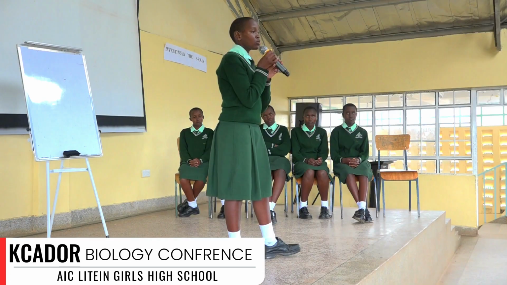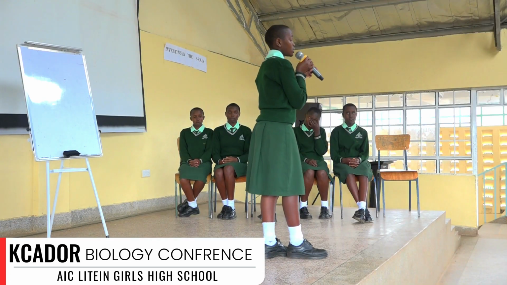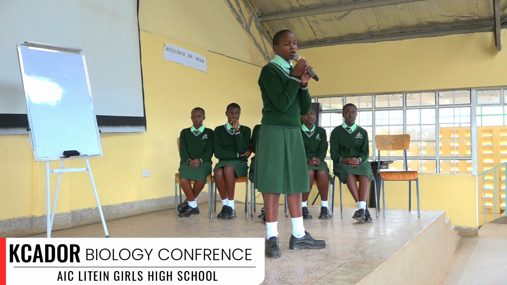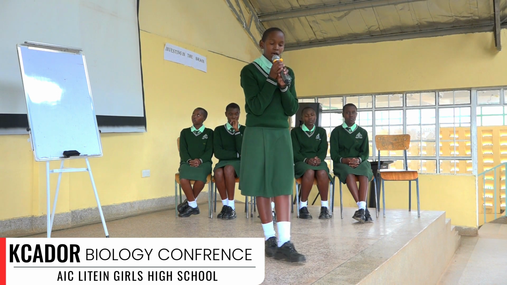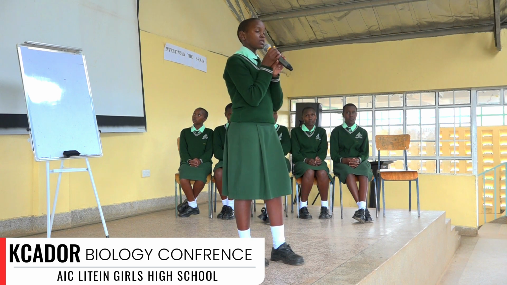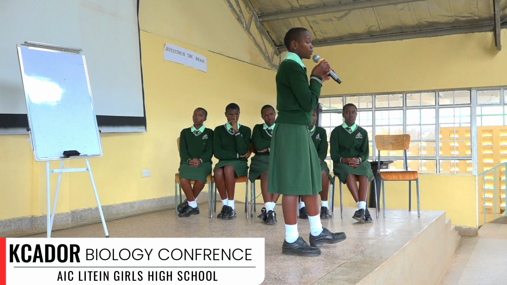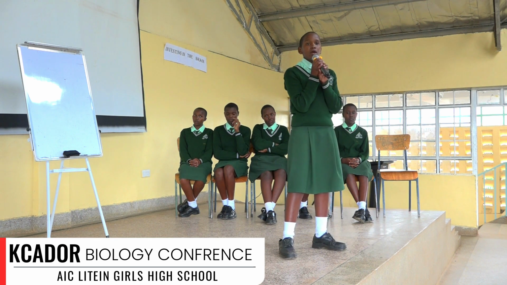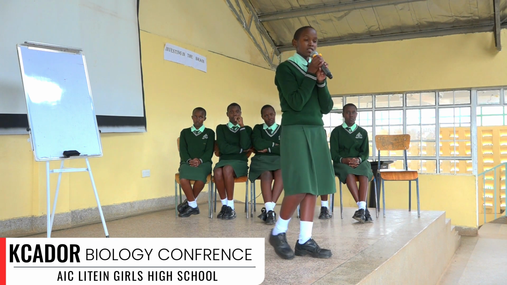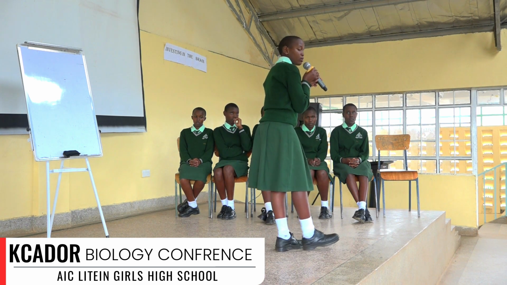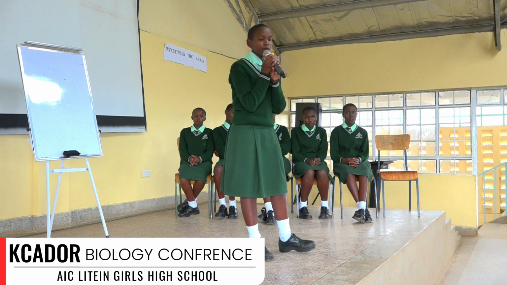The general characteristic of the Phylum Chordata is that they have a notochord. Phylum Chordata has five classes: class Pisces, class Aves, class Mammalia, class Amphibia, and class Reptilia. We start from class Amphibia.